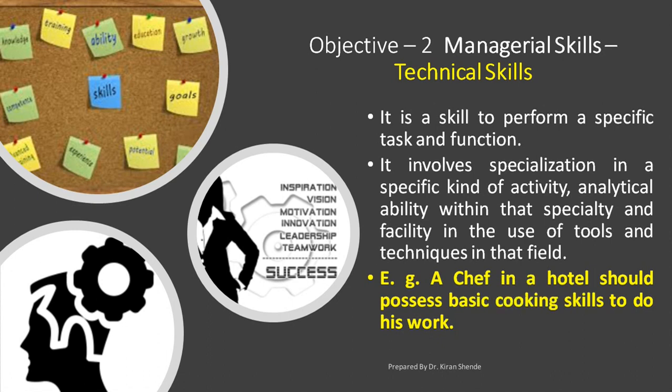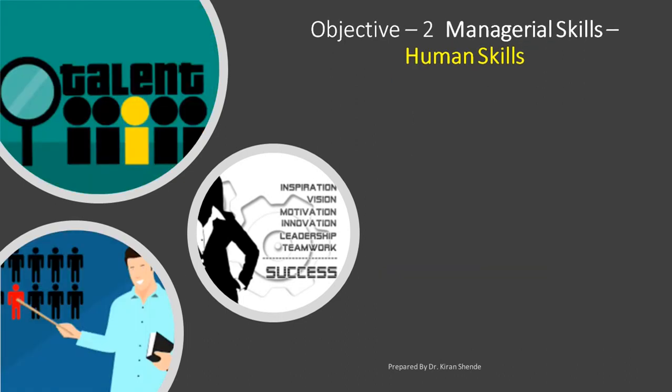For example, you must have seen it in the video. To be a good chef, you should possess a basic cooking skill. Otherwise, you cannot be a good chef. You have to be technically sound to perform that operation, and that will make you a successful executive chef or a successful manager. Very important technical skills are required.